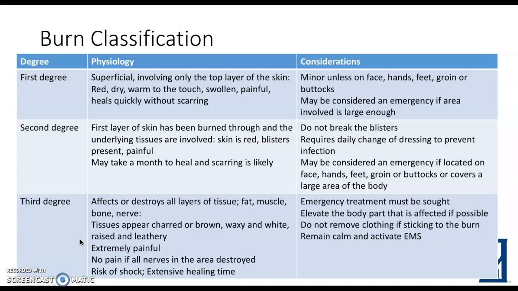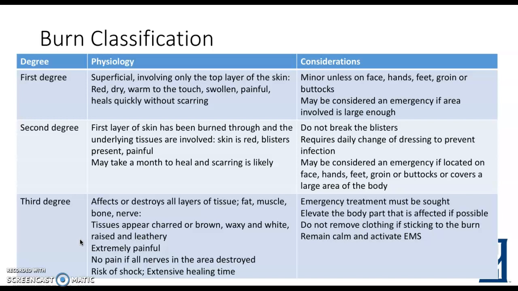Second degree burns are through the first layer of skin and to the underlying tissues. The skin is going to be red and blisters will be present. And it is very, very painful for second degree burns. They can take up to a month to heal, and scarring is very likely.